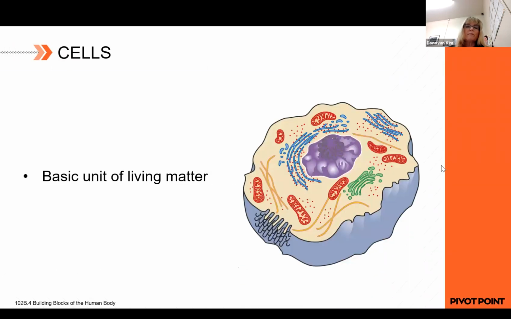So we go into the cell. Okay, your test question, what is the basic unit of all living matter? Your answer should be cell. You need to know that too. Cell is made up of protoplasm. Okay, protoplasm is a gel-like substance that contains water, salt, and nutrients obtained from food. That's what you need to know about protoplasm. So protoplasm is what makes up the cell.